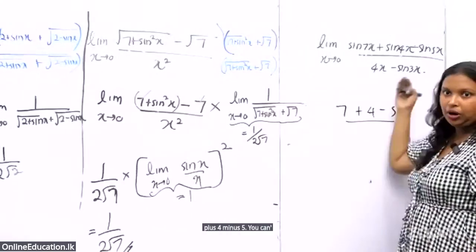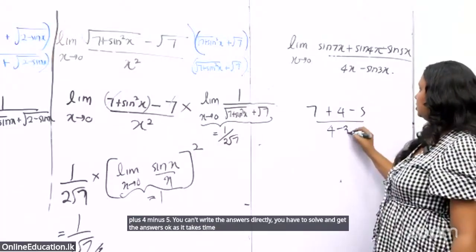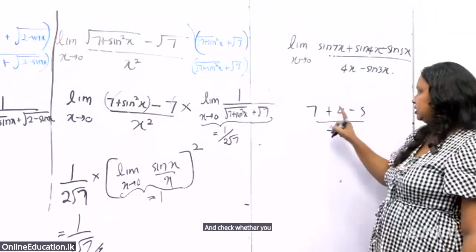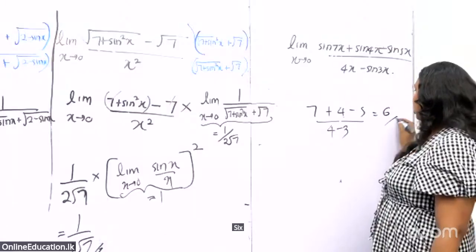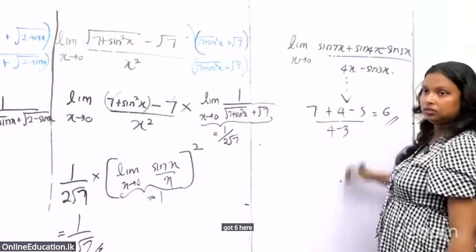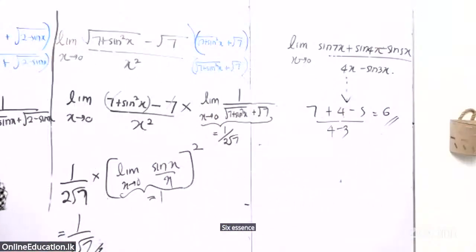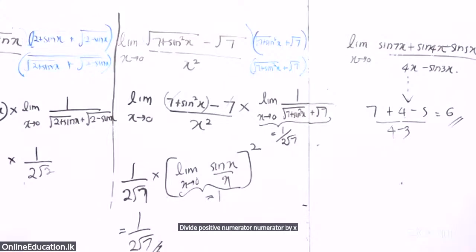You can't write the answers directly. You have to solve and get the answers. Okay. As it takes time, I will just write the answer. You just get it alone later and check whether you got the correct answer. 7 plus 6, 1. Therefore, the answer is 6. Once you simplify, you get 6 as the answer. Divide both numerator and denominator by x, and then give limits to each and every term.